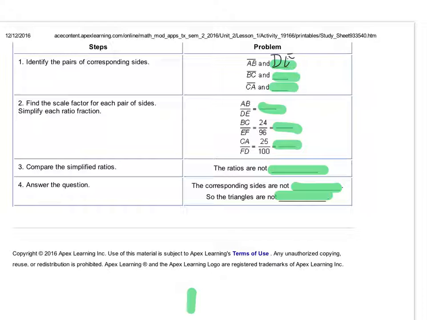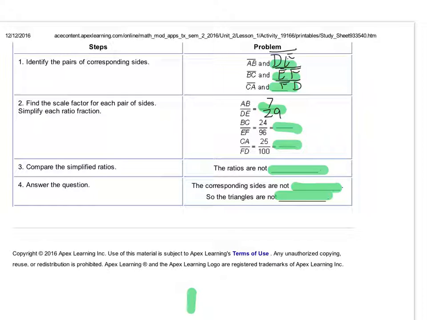BC corresponds with EF. Put a line above it for segment. CA corresponds with FD. Put a line above it for segment. Now AB over DE, because that's your corresponding, we got larger. AB is 7 and DE is 29. So 7 over 29 is my fraction.